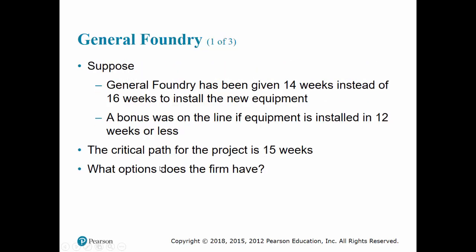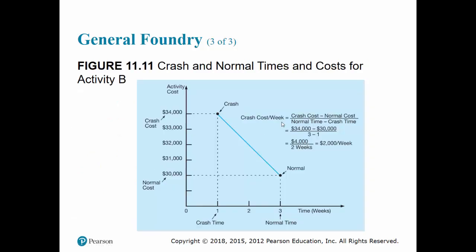Now we're going to assume the linearity of cost. This is the normal time and normal cost, right? It takes 3 weeks and it costs $30,000. But crash time, which is the shortest possible time in which the activity can be completed, is 1 week, but it's going to cost you $34,000. For the purpose of our analysis, we assume that any amount of crashing between these 2 points is possible and the cost will be proportional.